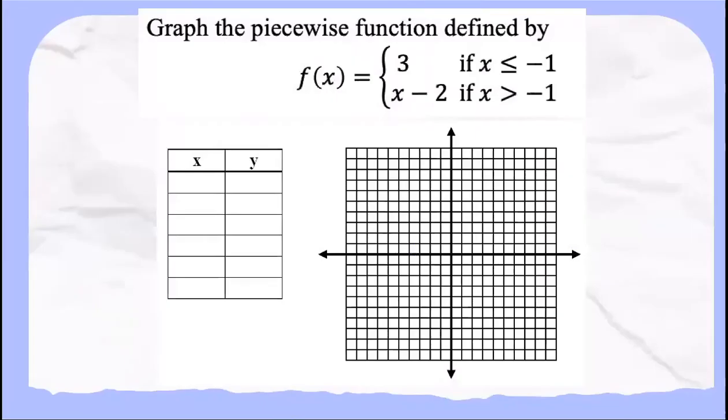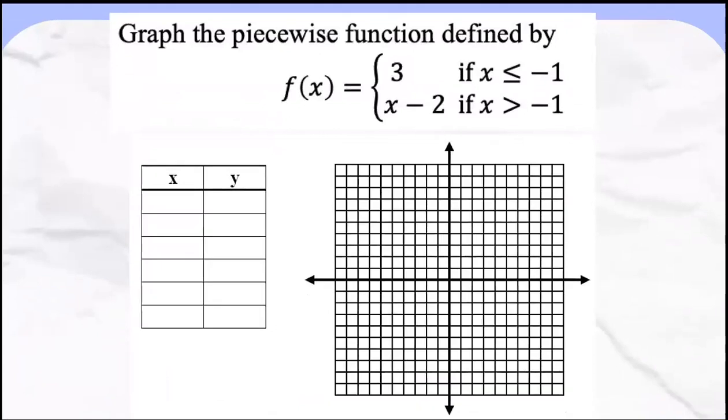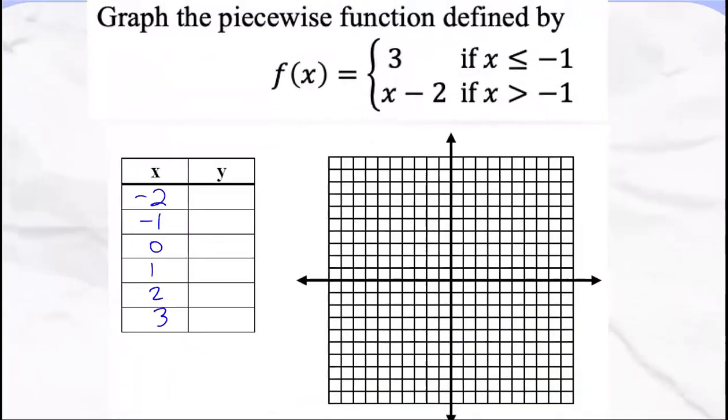All right, let's see about graphing a piecewise. I'm going to graph this piecewise, and I'm going to go -2, -1, 0, 1, 2. Let's go up to 3. This tells me that if I am less than or equal to -1, my answer is going to be 3. So anything that is less than or equal to -1, I can just say is 3. However, anything that is bigger than -1, I have to use this equation.